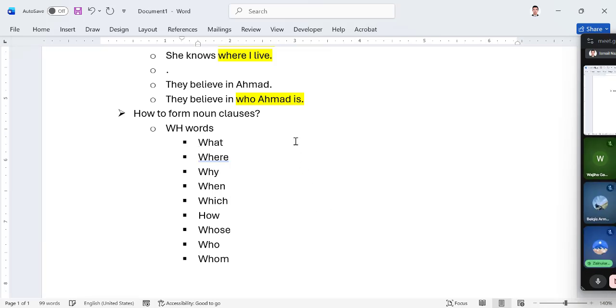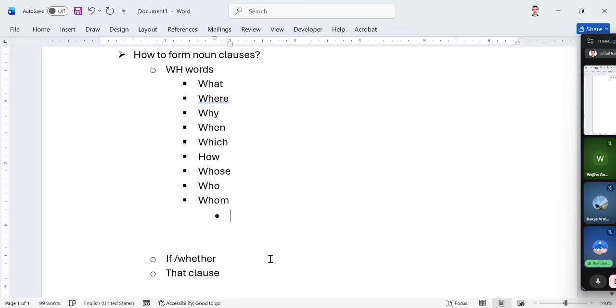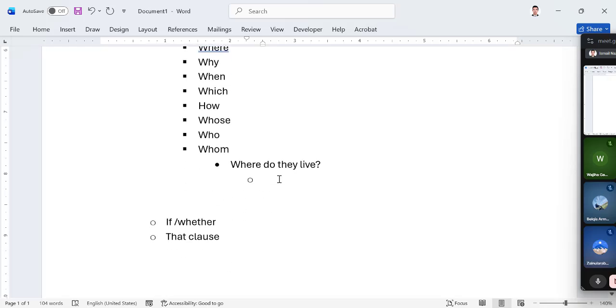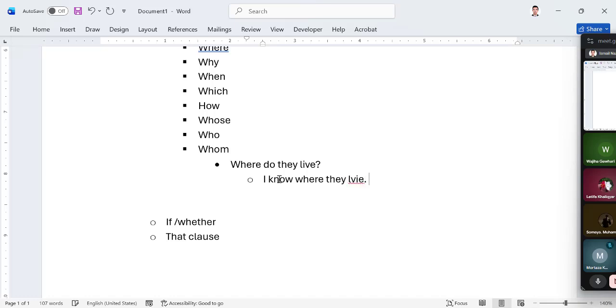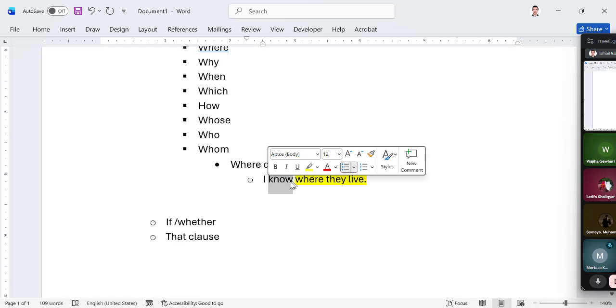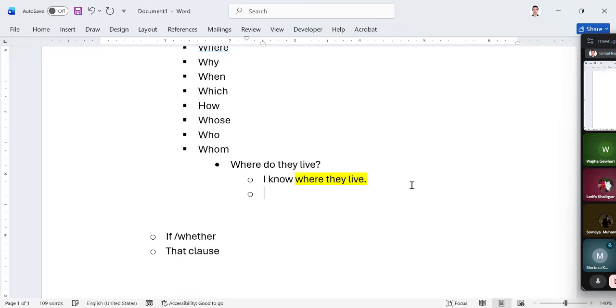Think if I have a sentence, where do you live? Or if I have the question, where do they live? So that's the question. Now, in order to change it to a noun clause, or often answer this one, we may say, I know where, for example, where they live. So here we have the clause. Where they live is the clause here. This is the noun clause, which is used as the object of the verb know. I know where they live.